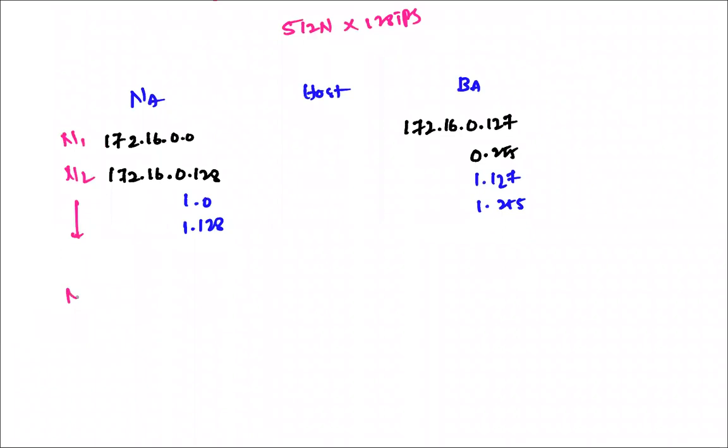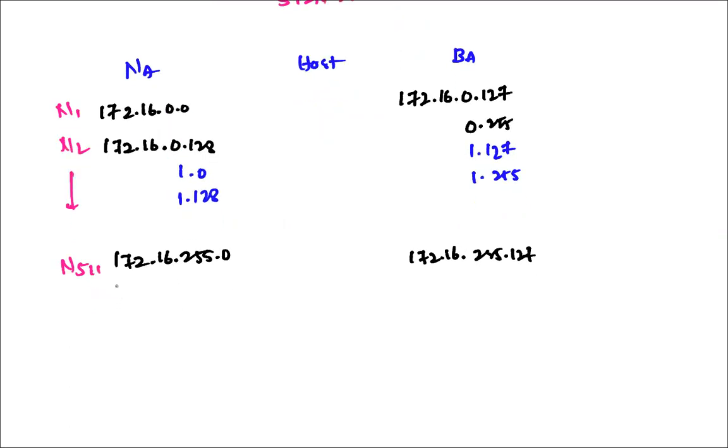And finally, what will be the last network? Maybe we'll have network number 511. What is network number 511? 172.16.255.0. That is the 511th network. And what is the broadcast IP? 172.16.255.127. Can you understand? 0.0, 0.127, 0.128, 0.255. The same way we completed 0 and 1 here, we have to repeat the same thing for 255 also.